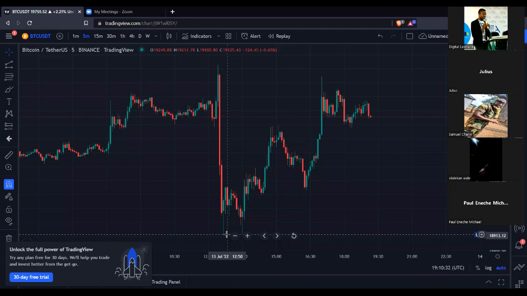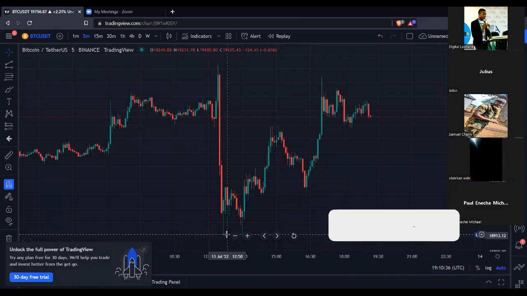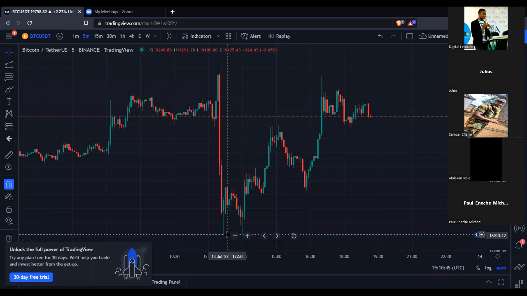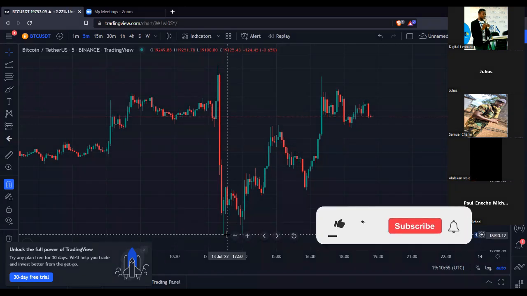That trading fee is actually more when you don't have BNB. So if you want to pay lesser trading fee on Binance, you need to be holding some BNB, maybe $50 or $100 worth. Transfer it into your futures account, and that way you'll be paying lesser fees on the Binance exchange.